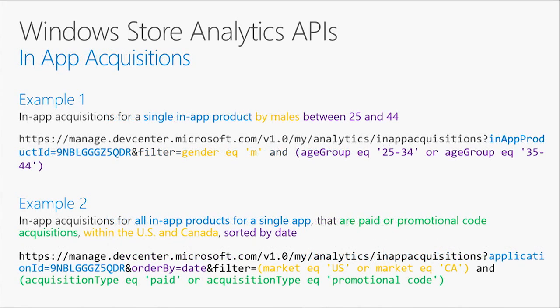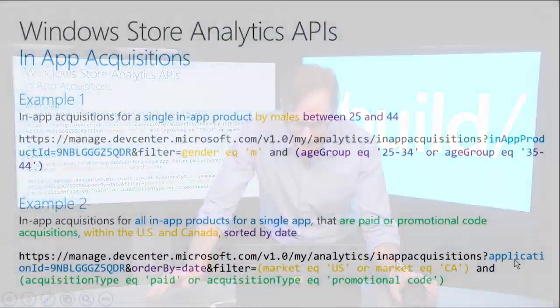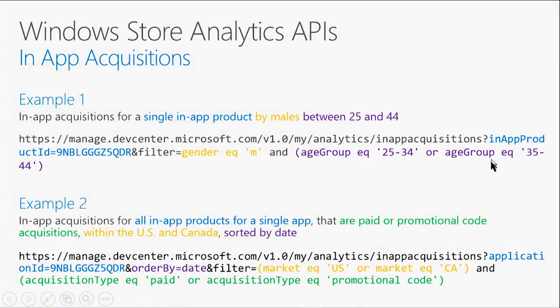Now, the in-app acquisitions API is unique in that it's the only API that doesn't require an application ID parameter. So you'll see in this first example, what I'm using is the in-app product ID parameter, which lets me get back acquisitions for a single in-app product. And in this example, I'm also using a gender filter and an age group filter to get me back results for a basic customer segment.